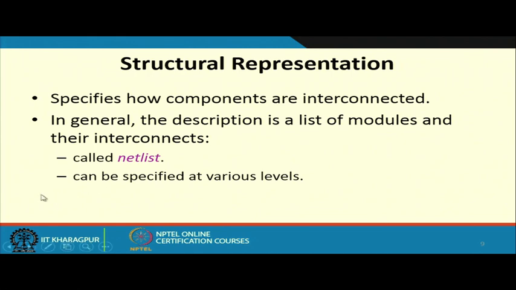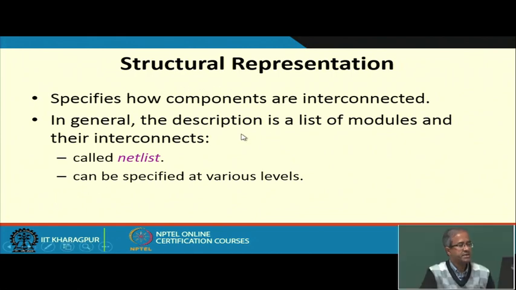Now, such a structural description is, as I said, nothing but a list of modules or components and how they are interconnected. This is sometimes called a netlist. Now, a netlist can be specified at various levels like gate level, transistor level, higher level and so on. So, we shall take an example.